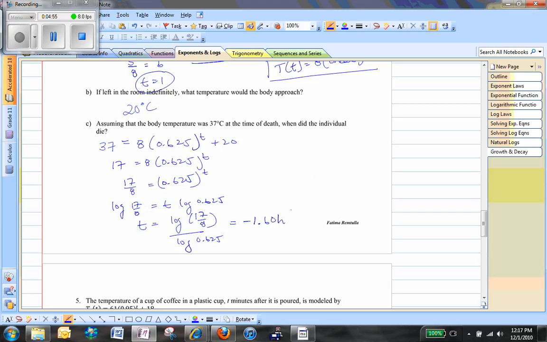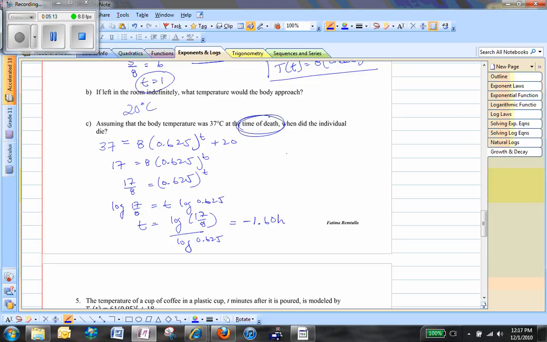Well, that doesn't really help me. I need to figure out what time he died, right? I want to know the time of death. Basically, if the coroner comes along and says, "Oh, he died 1.6 hours ago," that doesn't tell you anything. So I want to know if I found the body at 3:30, go 1.6 hours back.